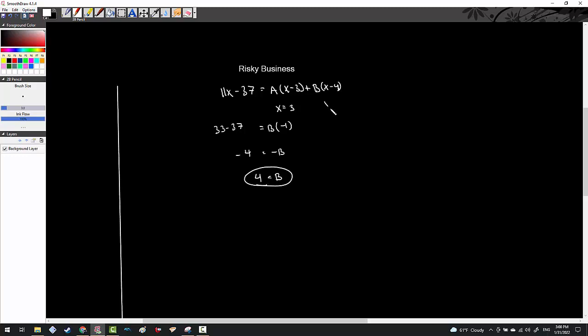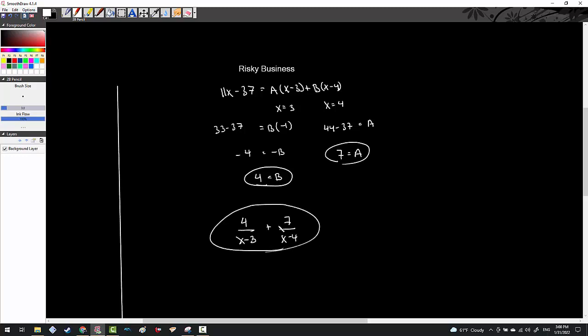On the other side, I'm going to let x equal 4, because what that'll do is let b go away. And then if I let x equal 4, I've got 44 minus 37 equals a. So subtracting those, I end up with 7 equaling a. And here we are. We're back to where we started. We've got 4 over x minus 3 plus 7 over x minus 4 after solving for a and b. So that's partial fractions for you.